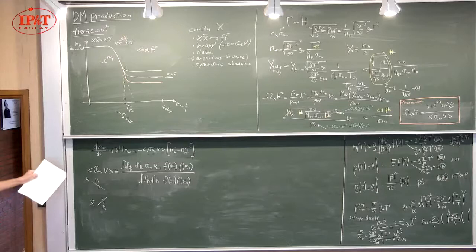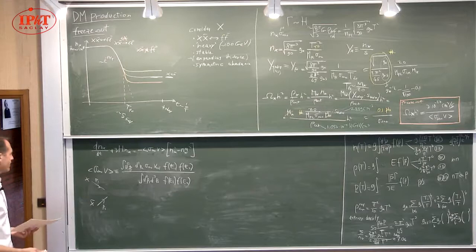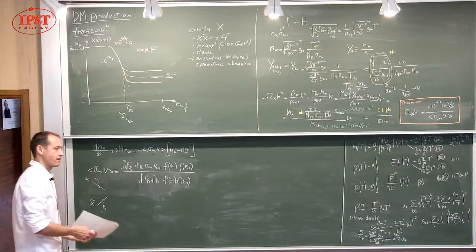So the question now could be, this expression contains the velocity, right? Does it matter when two particles of dark matter collide whether they are in an environment with more velocity or less velocity? Can this quantity be different?